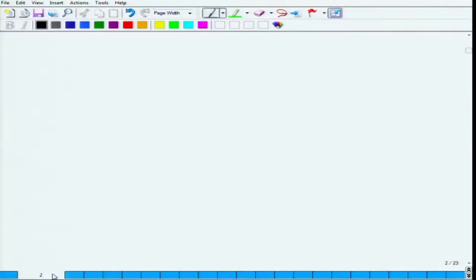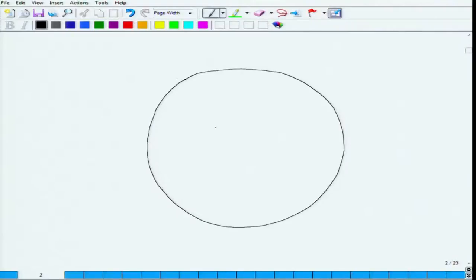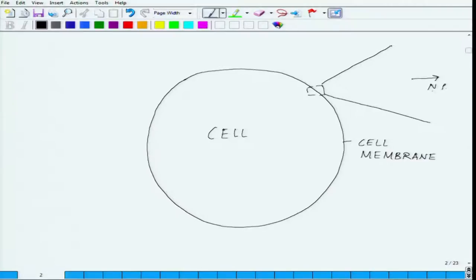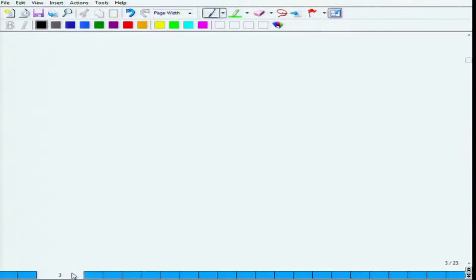If you look at the basic structure, if this is your cell, this is any kind of cell, it could be a neuron, it could be a muscle or whatsoever. If I take a cross section of this and blow it up, this is basically your cell membrane, sometimes also called the plasma membrane. Going to the next page, what you will see is that the membrane consists of bilipids. This is how the membrane looks.